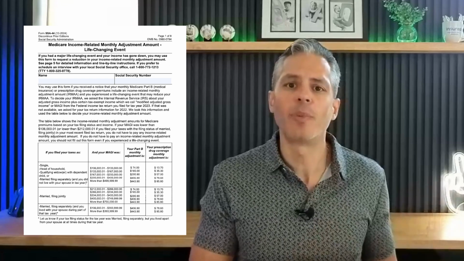It's a very simple 2-page form, and it just tells Medicare and Social Security that, yes, I was making that money in the past, but now I'm expecting to make X amount of dollars moving forward. And if your new income amount is below those thresholds, then they'll be able to readjust your Medicare premium back down to $185 per month.